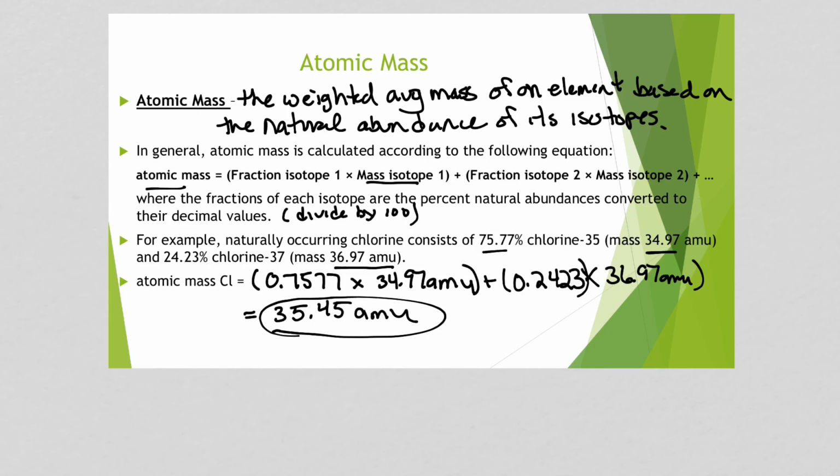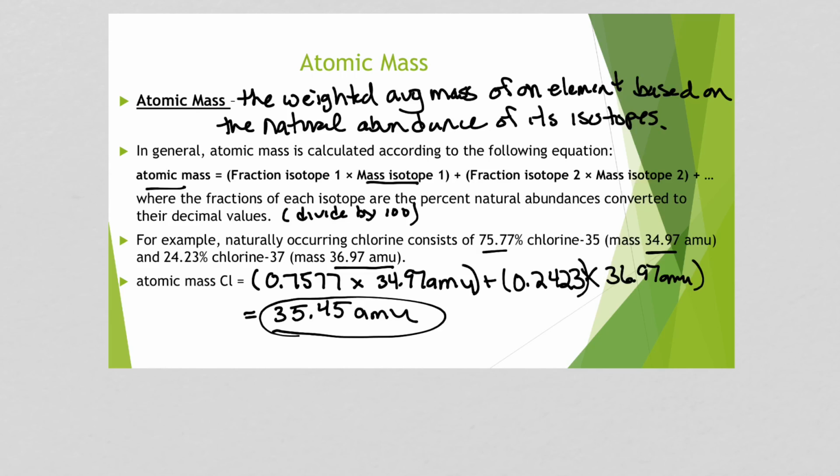Now, a couple things to point out here. Notice that the number is quite a bit closer to the mass of chlorine-35, because 3 out of every 4 atoms are going to have a mass that's close to 35. These heavier ones are going to pull it up a little bit, but because there's more of the chlorine-35, your mass is going to be closer to the mass of that isotope. That's why it's a weighted average.